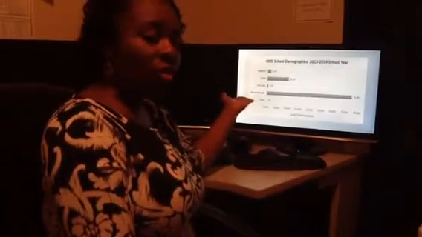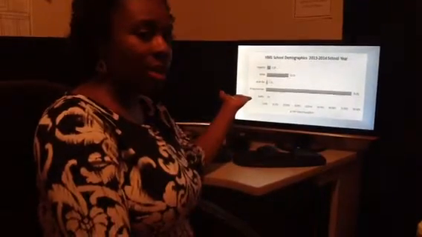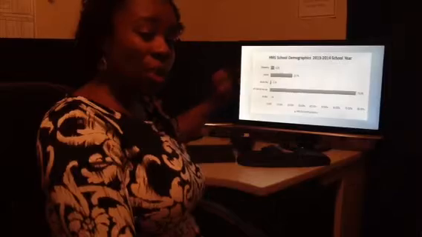If you look at this chart right here, it shows the demographics of Honeysuckle Middle School. As I said earlier, 75% is African American, 20% are white, 3.2% are Hispanic, and some of our Hispanic students speak English and some do not speak English. 1.1% multi-race, and only 0.2% Asian. So the majority of our students, as I said earlier, are African American.